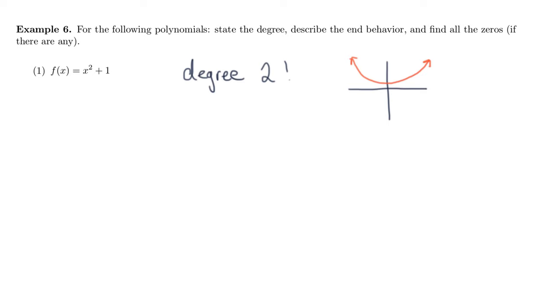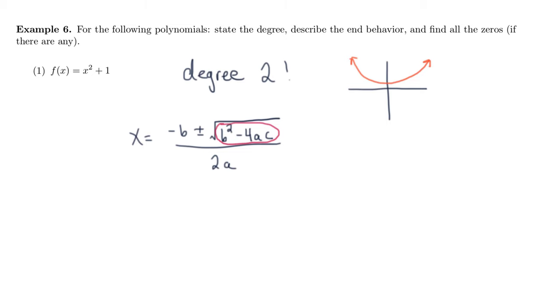Now to find the zeros, we want to just use the quadratic formula. But remember, what does the quadratic formula say? It says negative b plus or minus square root of b squared minus 4ac over 2a. And we looked at this discriminant. And we said, okay, if this discriminant was negative, there are no zeros. If it's 0, there's 1 zero. And if it's positive, there are 2 zeros.